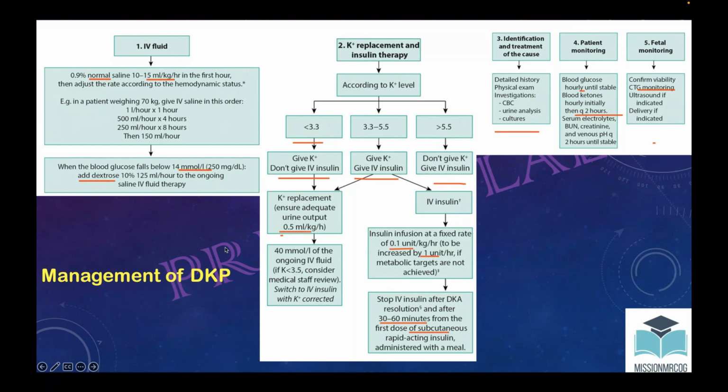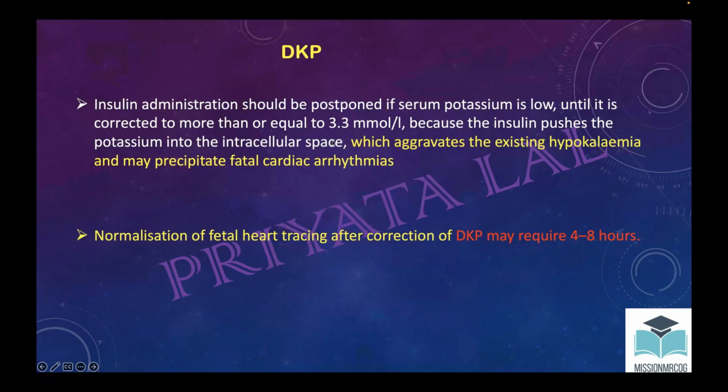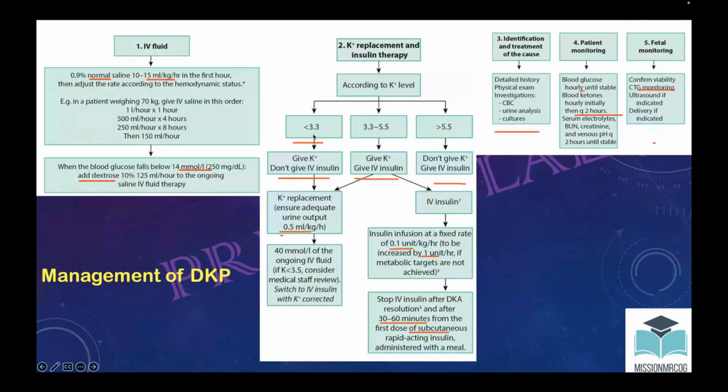If the potassium is low and we give insulin, then this insulin will push potassium into the intracellular space, so in cells there would be more potassium. Because of that, it will aggravate the pre-existing hypokalemia, and it will lead to fatal cardiac arrhythmias. So insulin should not be given until the potassium level is controlled. If it is hypokalemia, please give only potassium, no insulin.